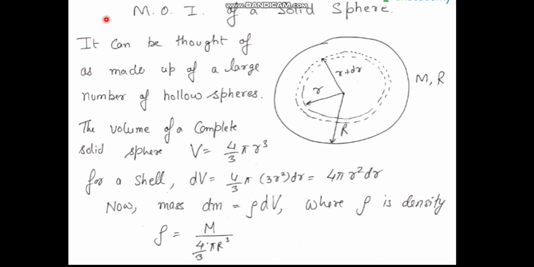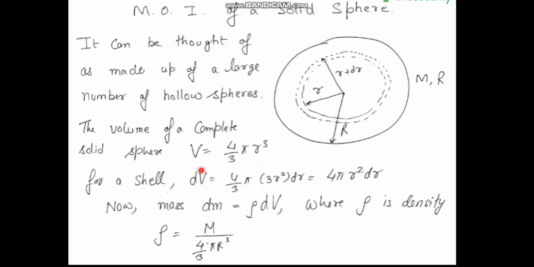Now let's talk about the moment of inertia of a solid sphere. So consider a solid sphere of mass m and radius r. The derivation is like that of a disk. We can divide this solid sphere into a large number of hollow spheres. If the volume of the complete sphere is 4 by 3 pi r cube, then for a thin sphere of radius r and thickness dr, we can write the volume by differentiating this.